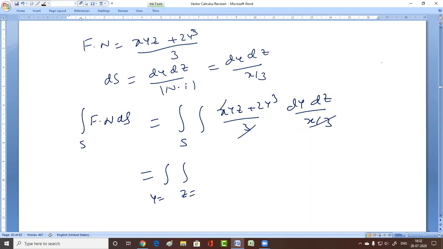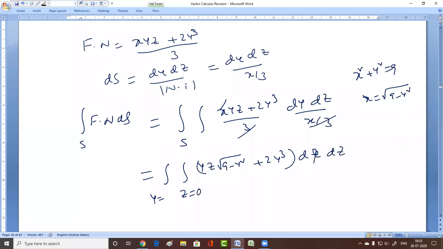If there is any x term, replace it with the given curve. What is the given curve? x square plus y square equals 9. From this, x equals square root of 9 minus y square. So yz into square root of 9 minus y square plus 2 into y cube, dy dz. The limits are already given, 0 to 2. In the yz plane there is no x term, so y square equals 9, y equals 3. So 0 to 3. Now first integrate with respect to z, then with respect to y, and you will get the solution. Just try it, definitely you will get the solution. Otherwise, ask me directly.